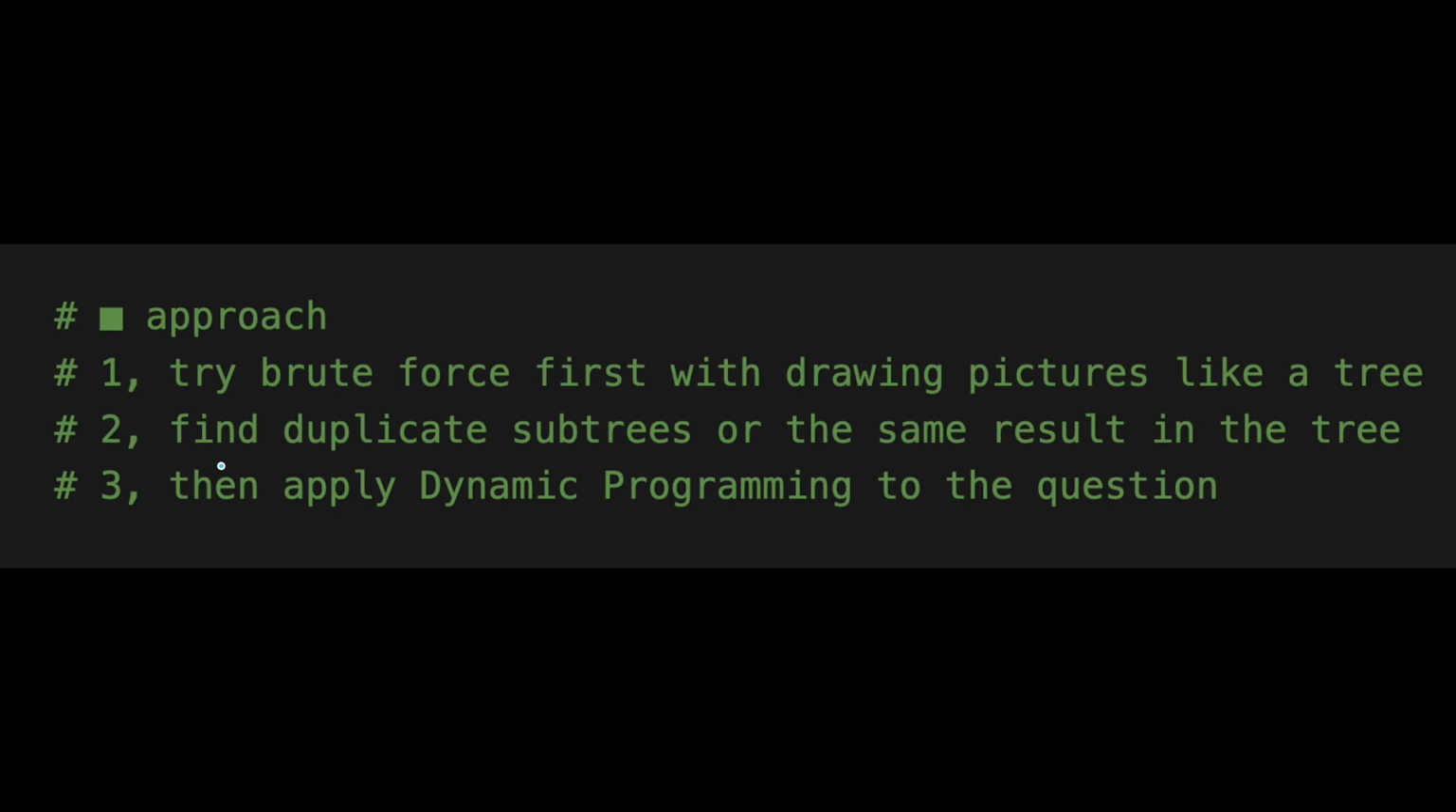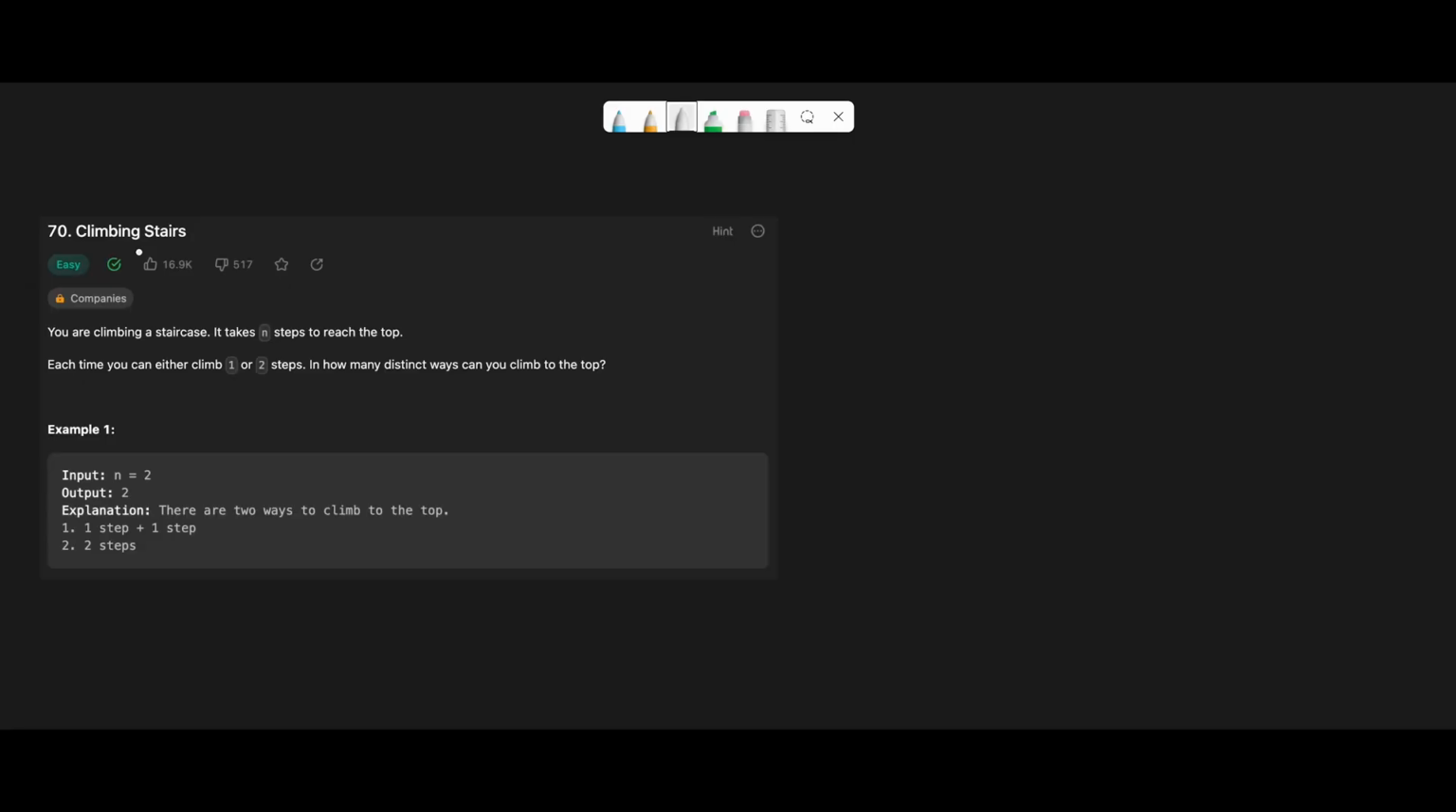Step 2: find duplicate subtrees, or the same result in the tree. As I explained earlier, do you remember the Fibonacci number? There were a few duplicate subtrees, right? In that case, there is a high possibility that you can apply dynamic programming to the question. Then step 3: apply dynamic programming to the question. So let's see the real example.